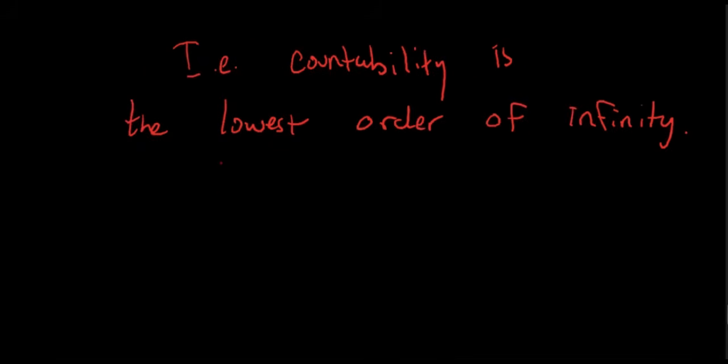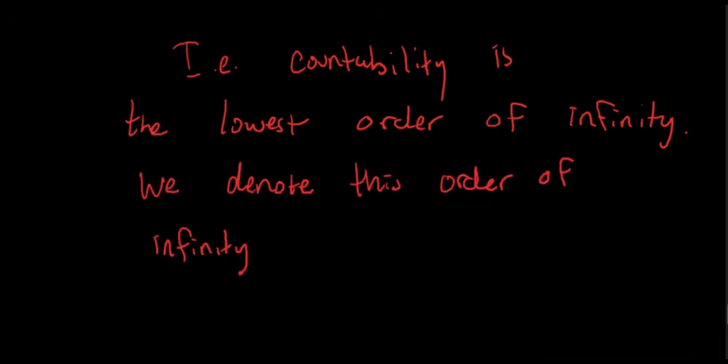Although we won't know precisely what this means until we talk about how to tell when one infinite set has size smaller than another, perhaps you can already get a sense for why this fact about infinite subsets of countable sets being countable entails that countability is the lowest order of infinity. We denote this order of infinity with the first letter of the Hebrew alphabet, Aleph, and we put a 0 in the subscript. We'll say more about this order of infinity and its notation later.